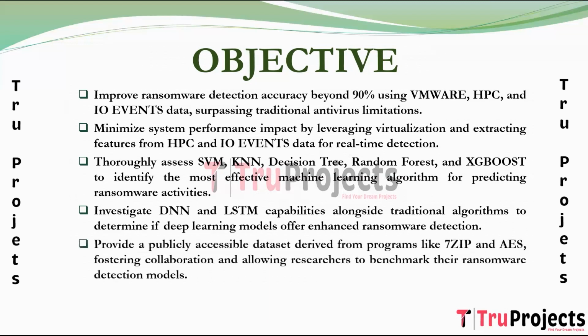The project aims to contribute to the cybersecurity community by providing a publicly accessible dataset. This dataset, generated from diverse programs like 7-Zip and AES, enables other researchers and practitioners to validate and benchmark their own ransomware detection models. The sharing of such data promotes collaborative efforts in developing robust solutions to counter the evolving threat landscape of ransomware attacks.